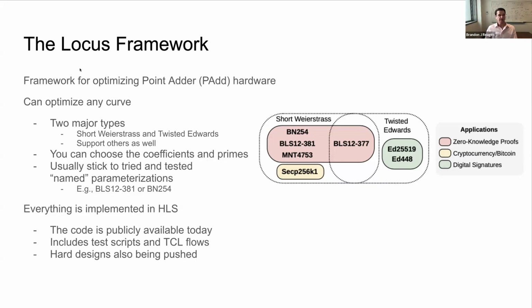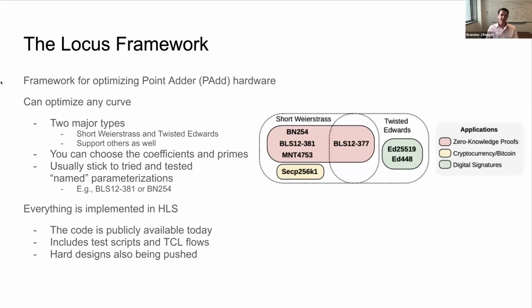And what Locus lets you do is optimize any curve. There's not just one elliptic curve that you can do MSMs over. There's a bunch of them. In fact, there's two major types: short Weierstrass and twisted Edwards. We naturally support those right now. You can go check them out. We also have it parameterized, so if you want to tweak the coefficients or the primes, you can do that, no problem.